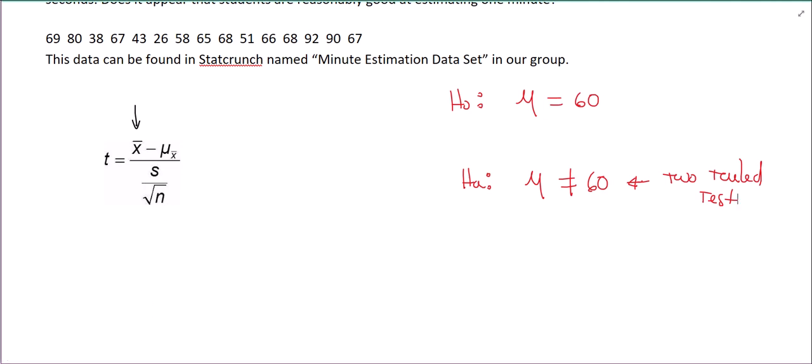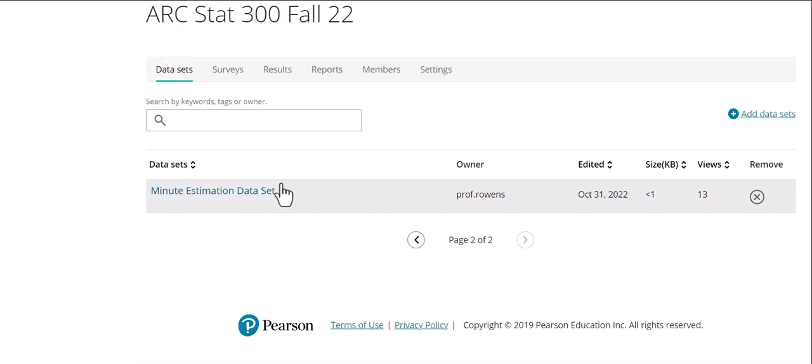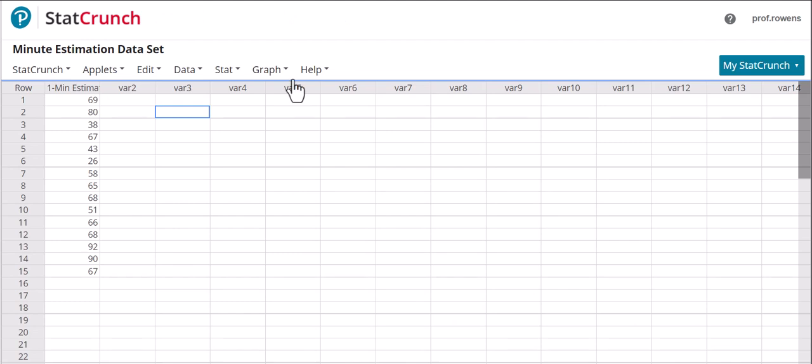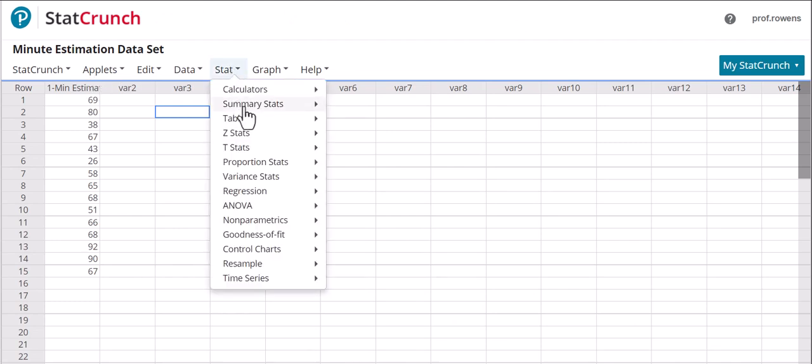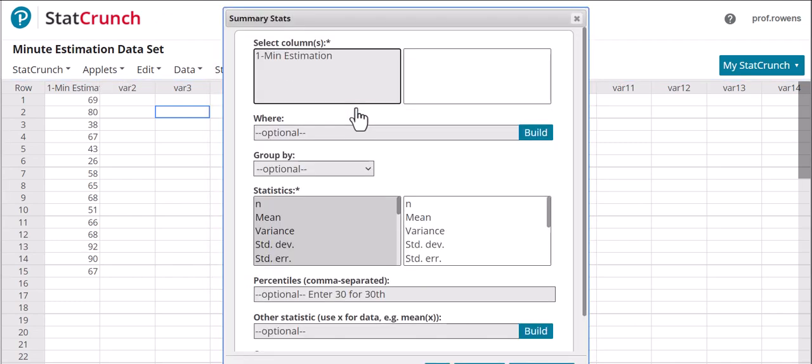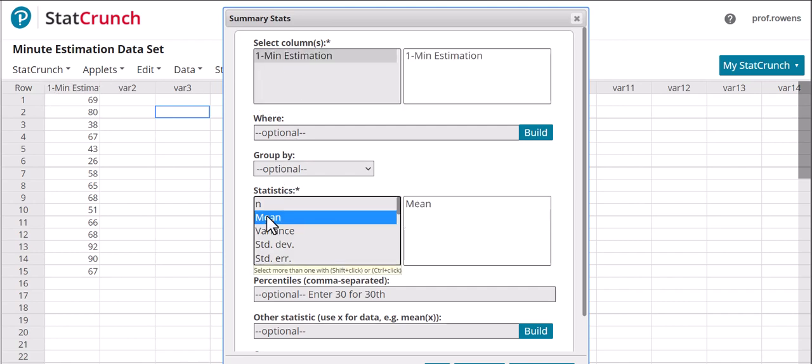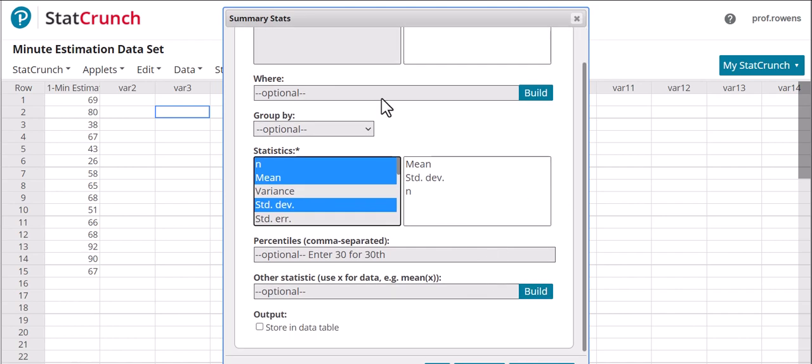So back in StatCrunch, let's find the size of the sample. Let's do our summary stats. Go to Stat, Summary Stats, Columns, and then select our column, the 1 minute estimation, and then we're going to select the mean, then control standard deviation and control n, and compute.